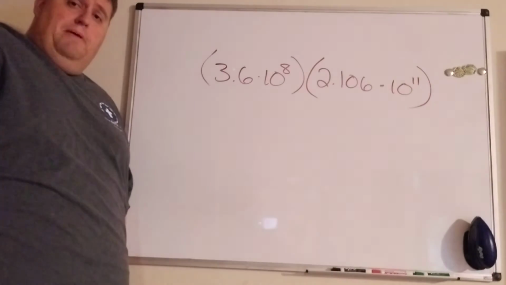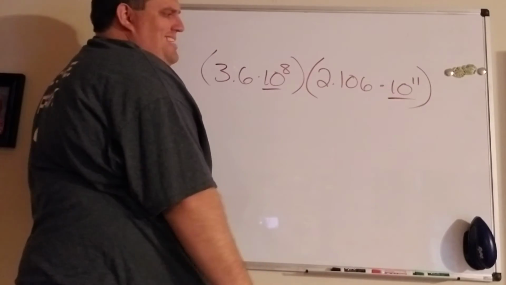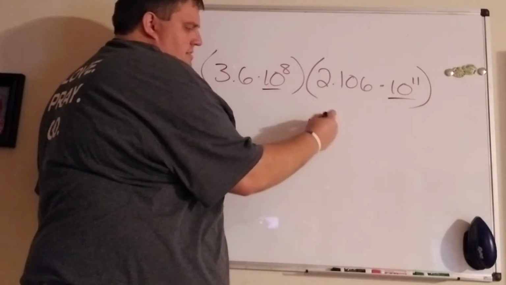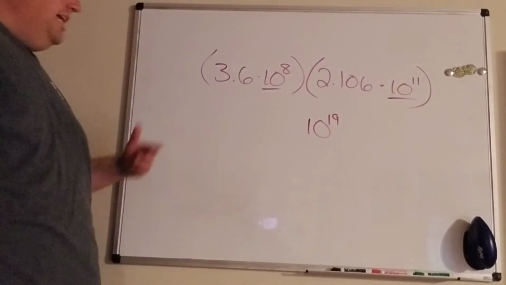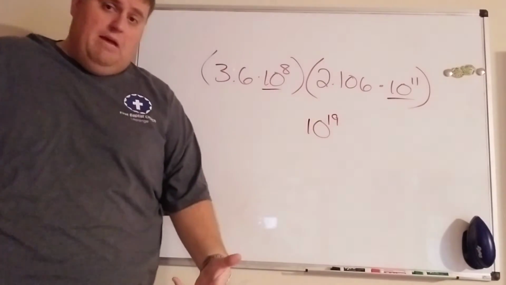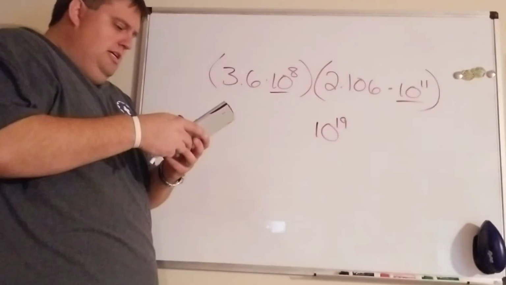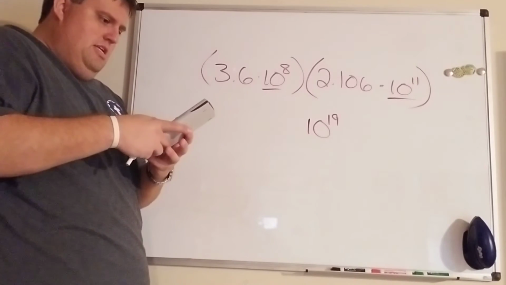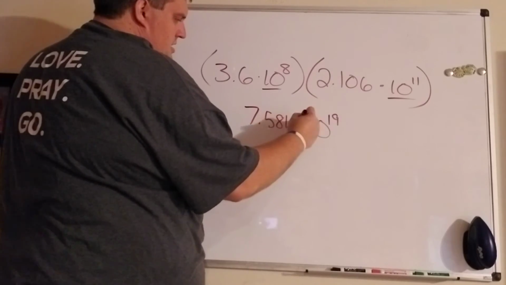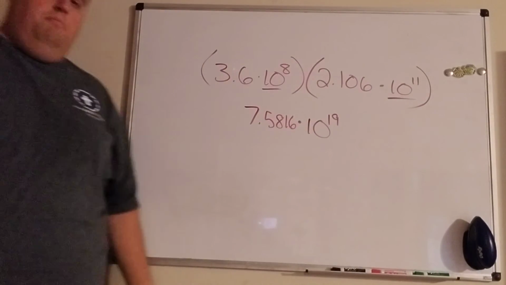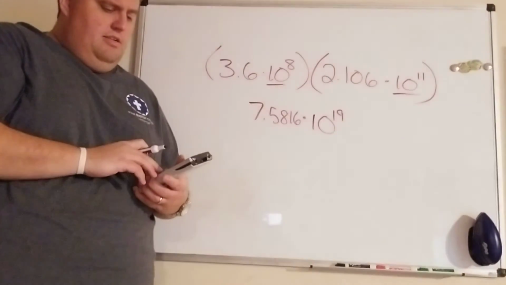All right, so when we go to use the multiplication rule, notice we're multiplying two numbers with the same base. We got the 10s this time. So we're going to keep the 10. 8 plus 11 is going to give me 10 to the 19th. And then just like in the division rule, these numbers out in front, this time we're going to multiply them because it's a multiplication problem. So I'm going to go 3.6 times 2.106. And that's going to give me my answer of 7.5816 times 10 to the 19th. Pretty standard, hopefully. Shouldn't be too bad.